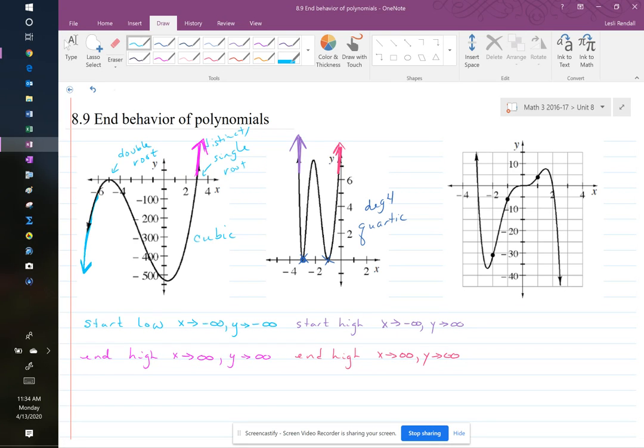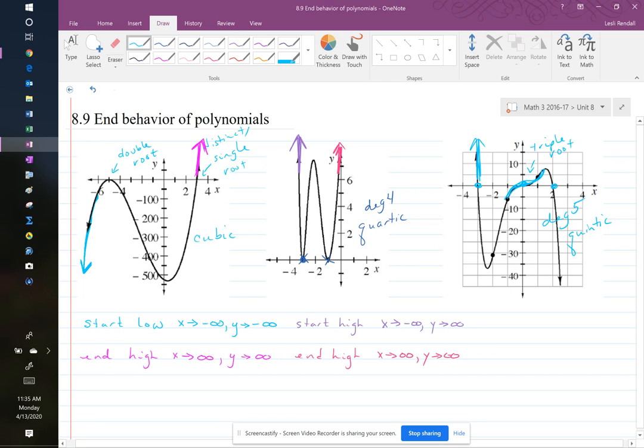When we look at the last graph, it is an odd degree, so we've got two distinct roots, and here we have a triple root. Remember, the triple root is going to look like a cubic. It's going to come through and look like that cubic graph. So this is at minimum a degree 5, which we call quintic. And they always start and end in opposite places because they're odd.